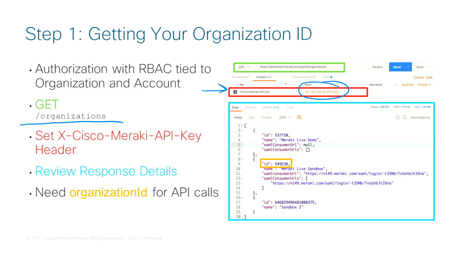Now, when we send this, we can review all the response details. And what we're most interested in here is this organization ID. We're going to use this organization ID to make further requests for networks and devices. Now, as always, we've talked about this before, you can copy and paste from one API call to another, but why do that when we can use the programmability capabilities baked into Postman?